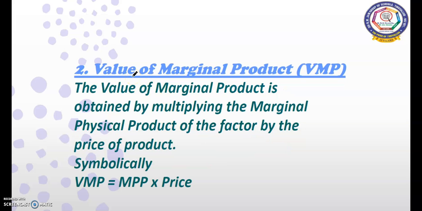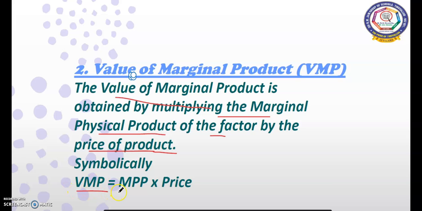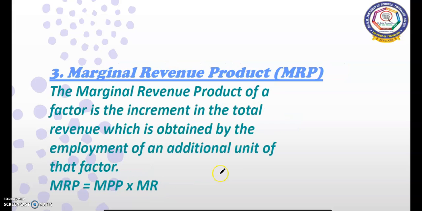Next one, value of marginal product. It is obtained by multiplying MPP, that is marginal physical product of the factor, by the price of that product. So we can write this as VMP equal to MPP into price.